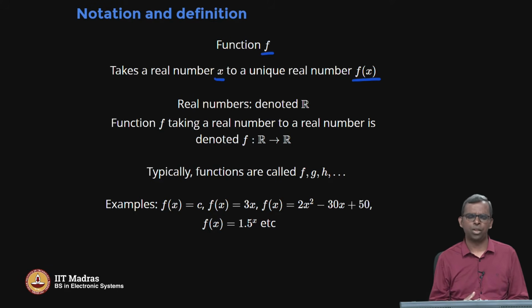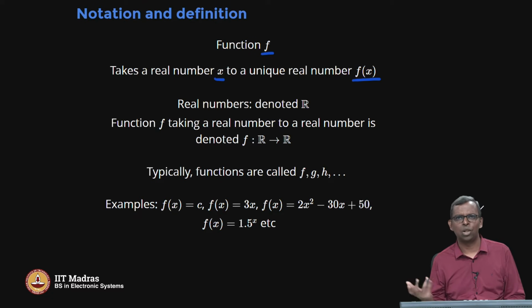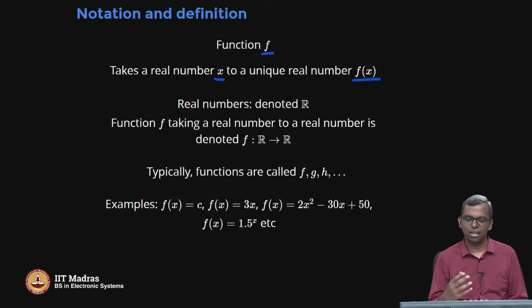A typical notation for function is f, g, h, all that. You can also use alpha, beta, gamma. Anything you want, you can use. But typically we will use this. Typically, this x is the independent variable, f of x is the value taken by it. I've shown you a lot of examples here. Constant function f of x equals c. See, I'm already using the function f of x, right?